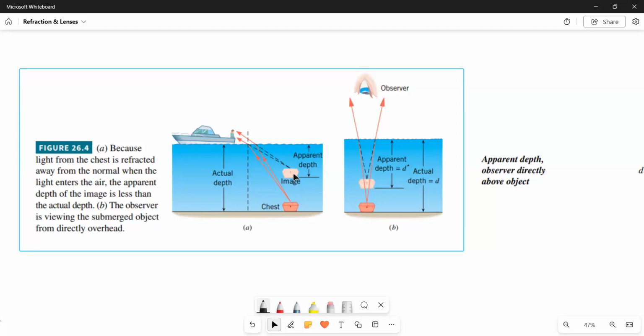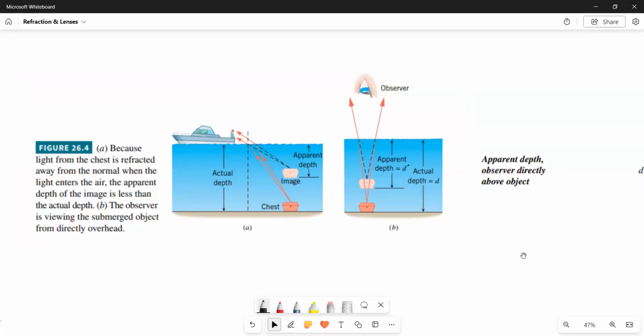Same thing if you watch from the top. Lots of times you look into a pool of water and it actually appears shallower, right? So there's actually a relationship. Have you ever noticed that a pool of water appears shallower than it really is? Yes, sir.